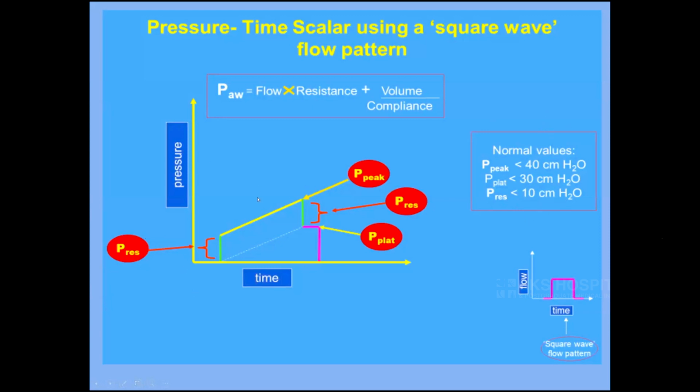And the graph that is depicted here is a normal pressure time scalar. So we look at the initial pressure that has to be overcome, then we reach a peak pressure, and there is a drop in pressure when there is no flow or volume being delivered, and that would equate to the alveolar pressure, which is the plateau pressure. And this single breath stops there. So that is the pressure time scalar and the components associated with it. And mind you, these are all square wave pattern flows that we are talking about.